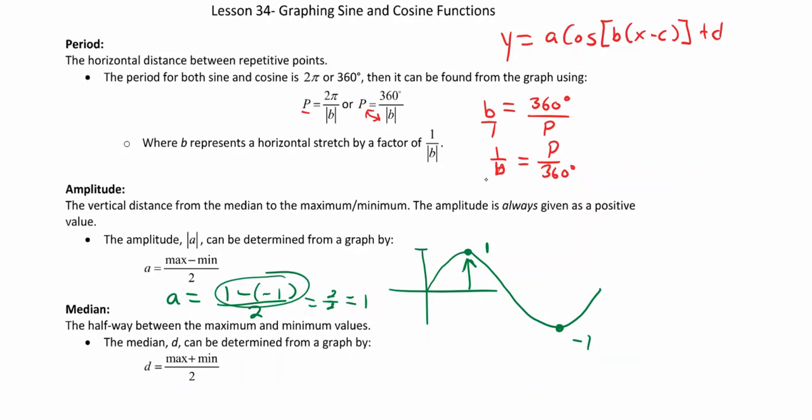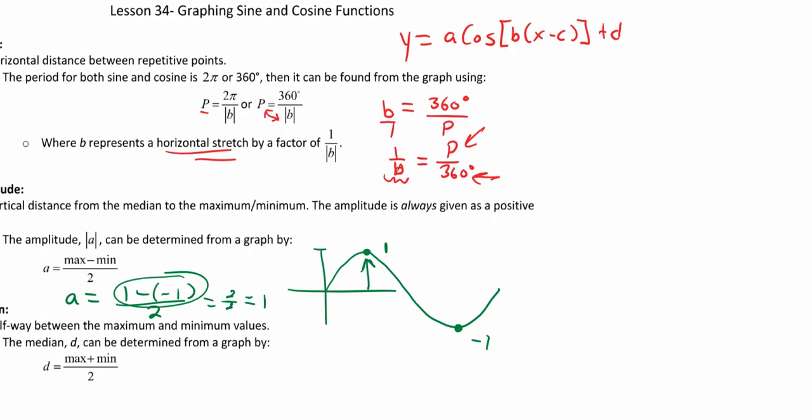Looking at this, your 1 over b value is how much the thing is stretching, right? So this is saying it's stretching by a factor of whatever the period is divided by 360 degrees, because 360 degrees is where cosine has its normal period. So it's really saying by what factor, how many times bigger is p than 360. As an example, what if I put in 720 degrees over 360 degrees? Well, that would be a stretch factor of 2, right?